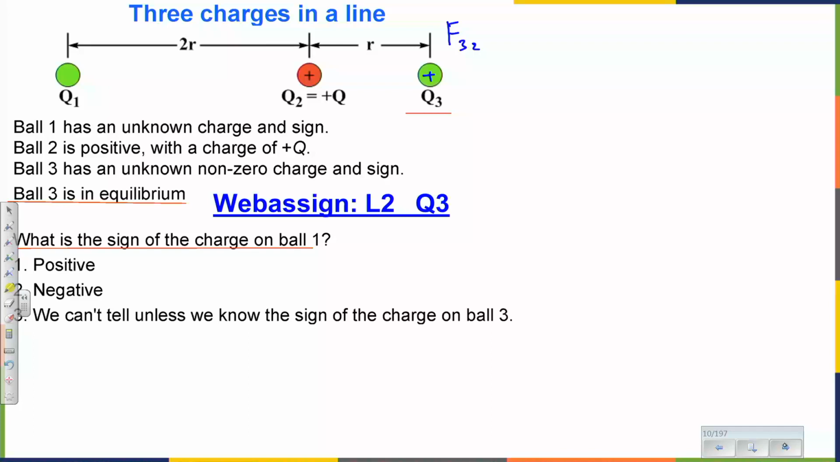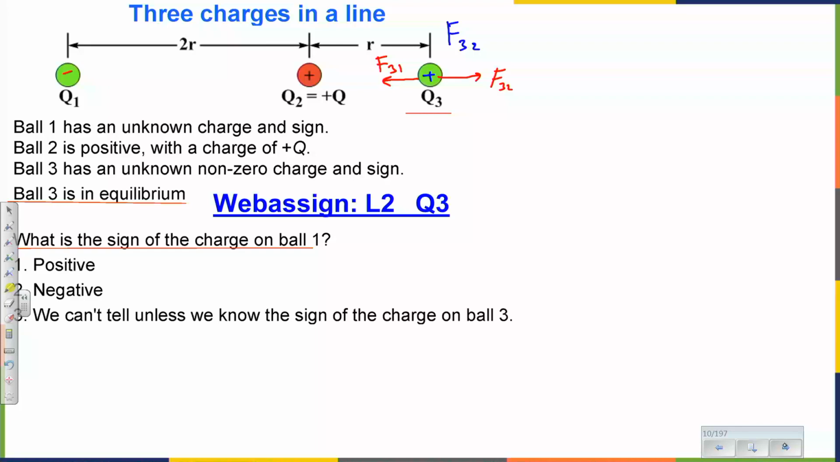So if it's a plus, it should be repelled by a positive charge. But to cancel this force, the force acting on the third charge from the first charge must be opposite to this. That's supposed to be the force acting on 3 from 1. In order to have a force like that, what should be the polarity of the first charge? What should be the sign?